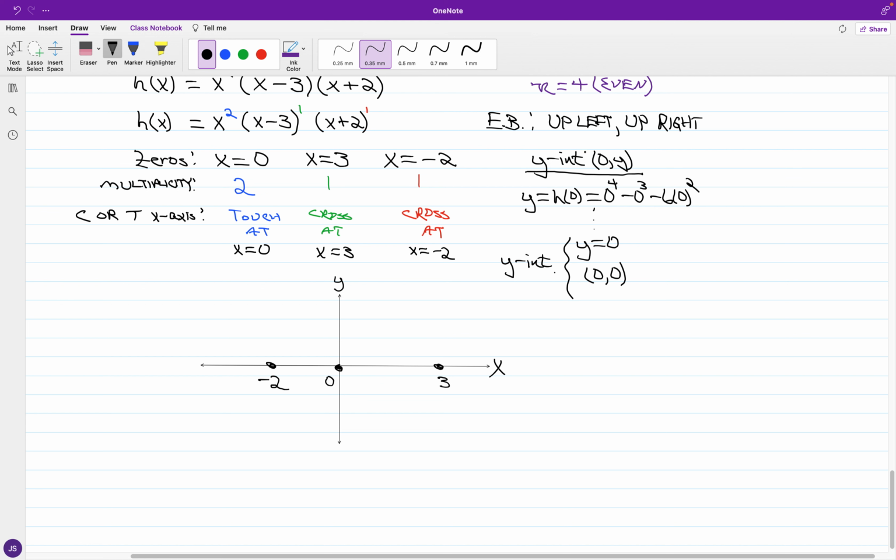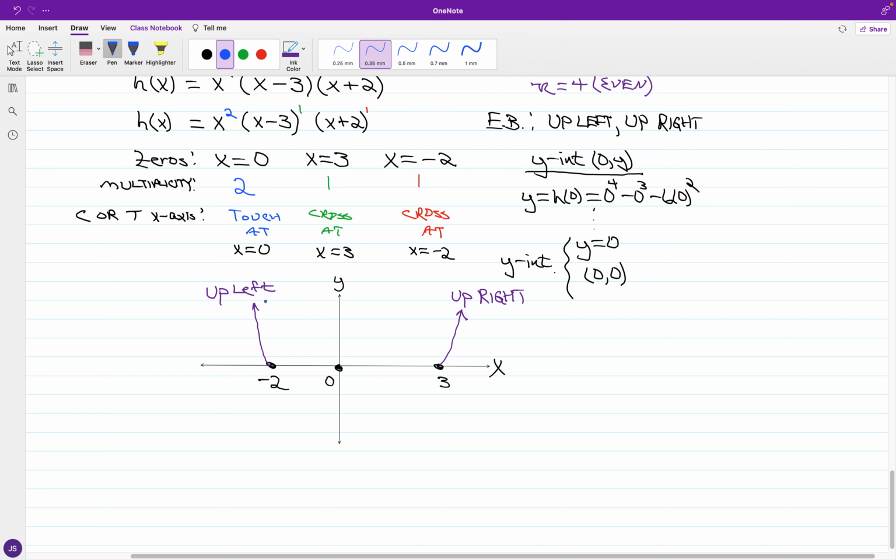And now for the end behavior, you have up to the left and up to the right. So you have up to the left from the leftmost zero, in this case, away from x equals -2. And up to the right, away from the rightmost zero, which we have at x equal to 3. And filling in the empty spaces.